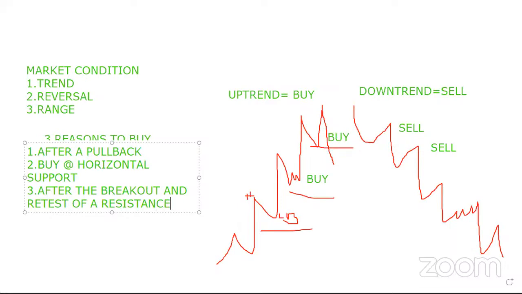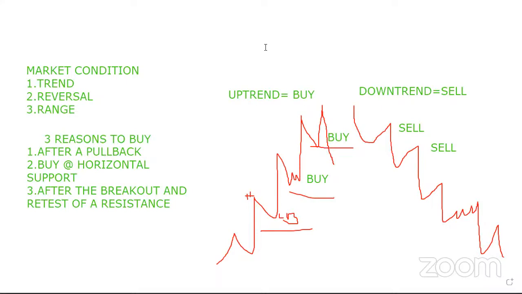So these are 3 reasons to buy. I've not given us 3 reasons to sell because we are seeing an uptrend. For an uptrend, we carry higher highs and higher lows. So we need any of these 3 reasons as our final confirmation to enter our buy.